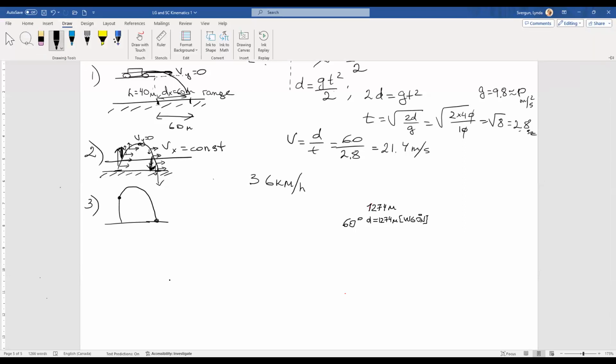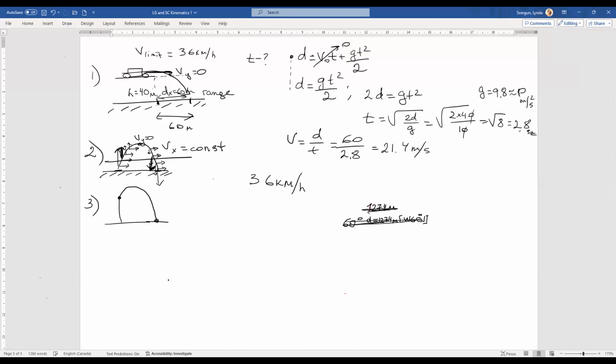So we need to have the same units. Right? So how to have the same units? So speed limit is 36 kilometers per hour, and our driver who fell down in the river near the bridge had speed 21.4 meters per second. You see, kilometers per hour, and here meters per second. So how to compare what is bigger, what is smaller? So how to change them into the same units?